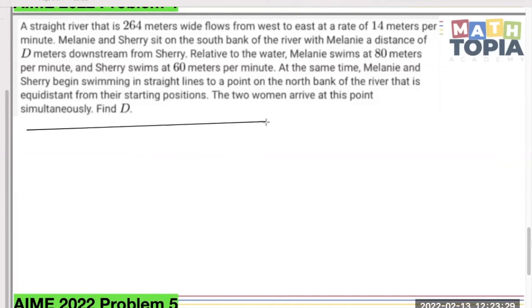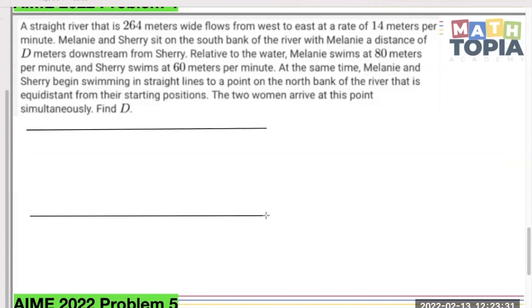So Melanie and Sherry start at their own points. Let's just draw them in. Let's say Sherry starts here and Melanie is D away from Sherry. Actually, Melanie is downstream from Sherry. Sherry's more upstream and the water's flowing this way. So Melanie is a distance D downstream. So it's actually Melanie's over there.